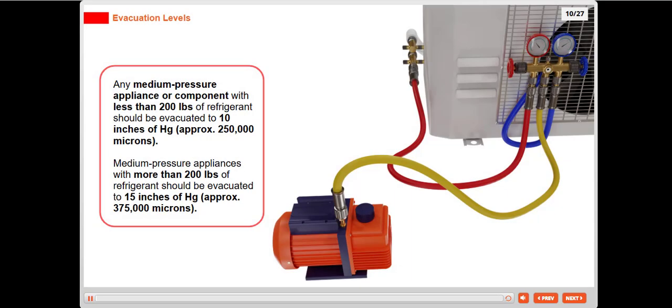Any medium-pressure appliance or component with less than 200 pounds of refrigerant should be evacuated to 10 inches of mercury, approximately 250,000 microns. Medium-pressure appliances with more than 200 pounds of refrigerant should be evacuated to 15 inches of mercury, approximately 375,000 microns.